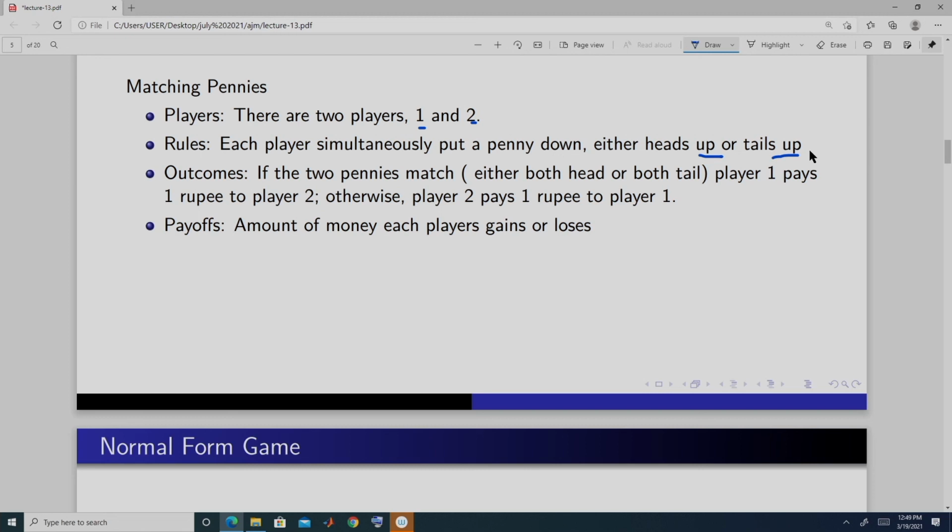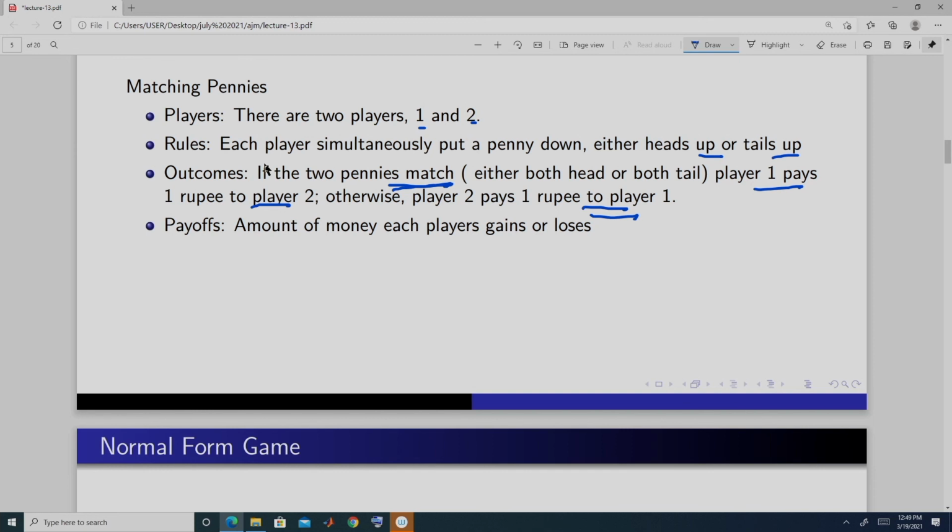If both the pennies match, that is, if either both are head or both are tail, then player 1 pays 1 rupee to player 2. If the pennies are not matching, like one is head and another is a tail, then player 2 pays 1 rupee to player 1. So, this is the outcome, and the payoffs are the amount of money each player gains or loses.